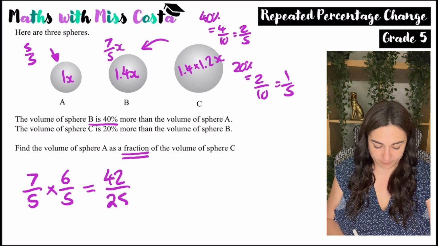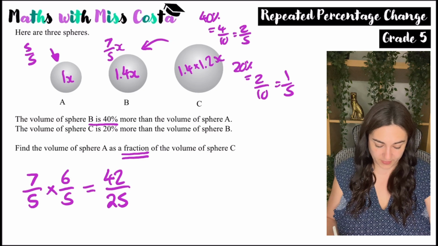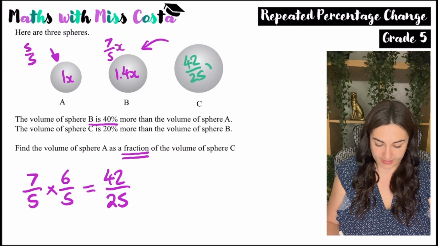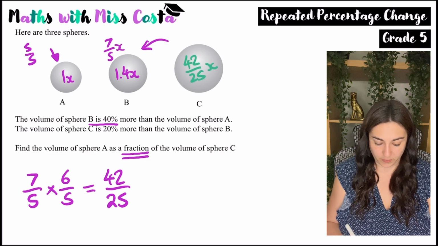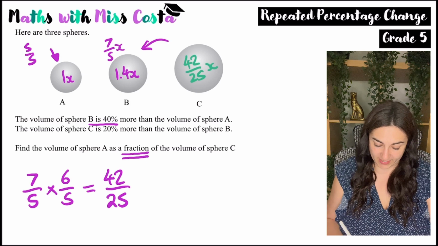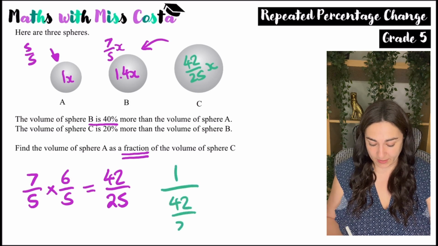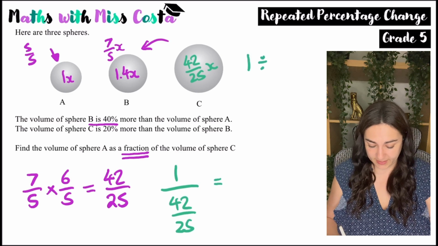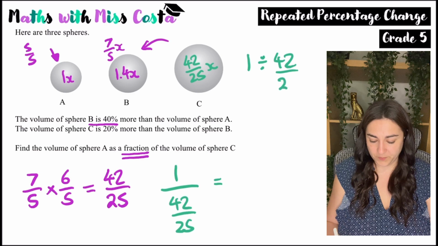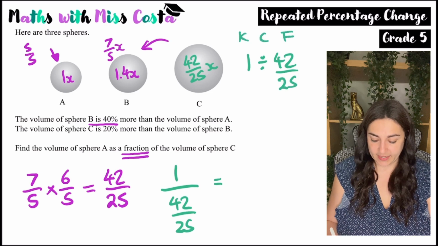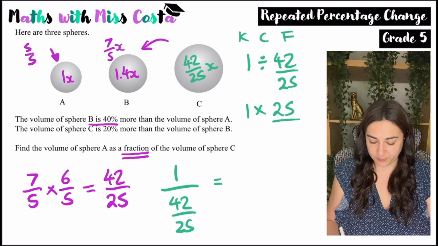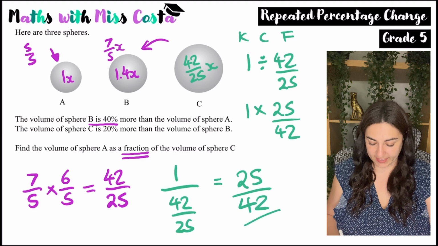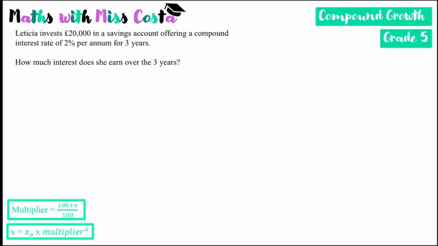So 7 times 6 is 42 and 5 times 5 is 25. So I know that sphere C is 42/25 of the volume of sphere A. And I need to find the volume of sphere A as a fraction of the volume of sphere C. So I'm going to say 1 over 42 over 25, but we don't like doing triple tiered fractions. So when you're dividing a fraction, what do you do? You keep the first part as it is, you change the sign and you flip it so that it's a reciprocal and you multiply. So that would be 1 times 25 over 42. So we just say it's 25/42.